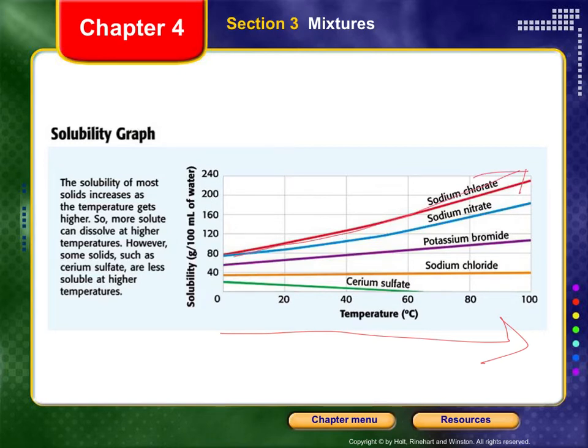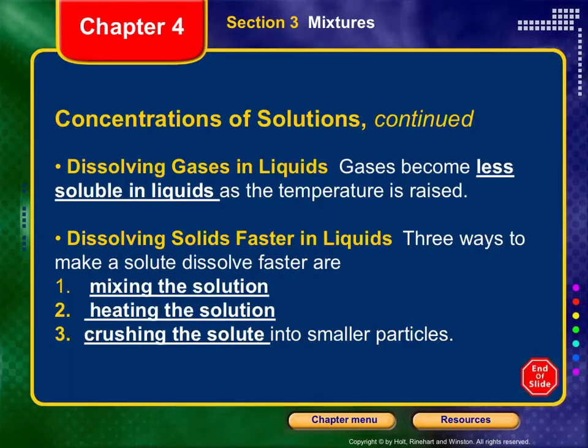Now, some, like cerium sulfate, it doesn't, but for the most part, solubility increases as you increase in temperature. So remember that. If you're trying to dissolve a solute in a solvent, just increase the temperature. So gases actually become less soluble in liquids as the temperature is raised. So like gases are, once again, kind of weirdos, and they kind of go backwards.